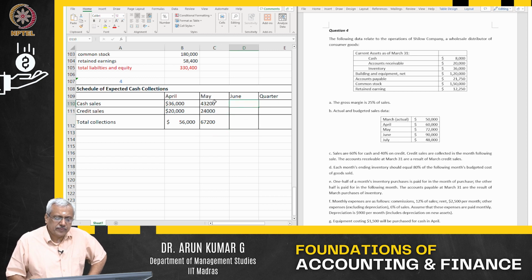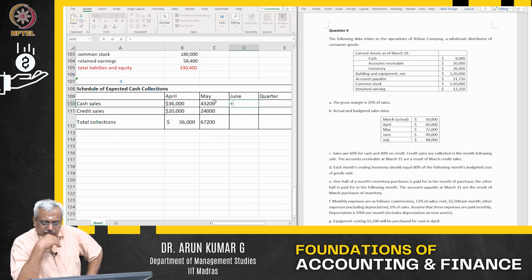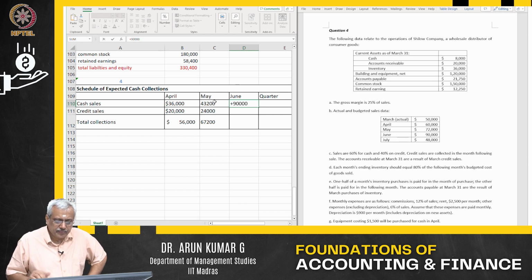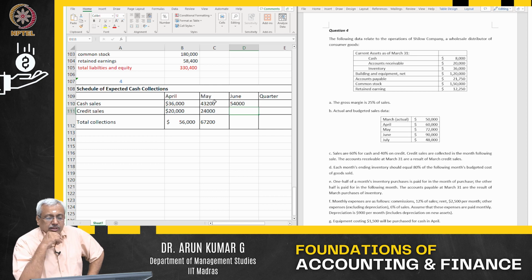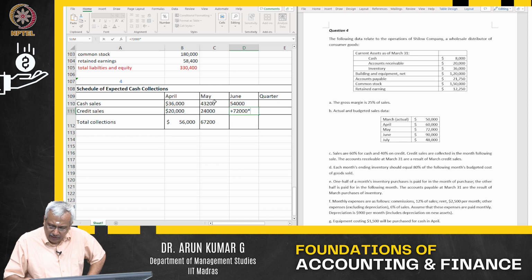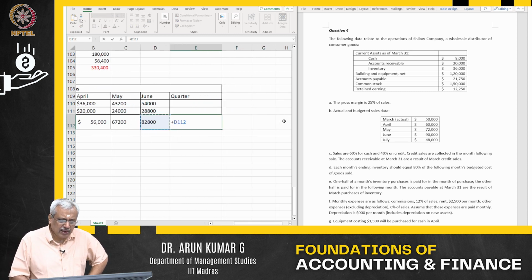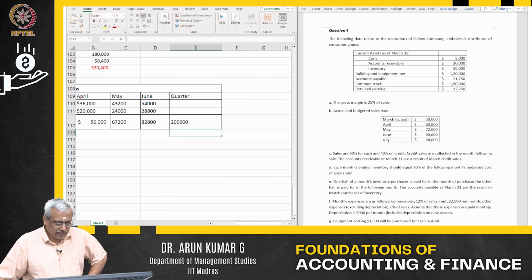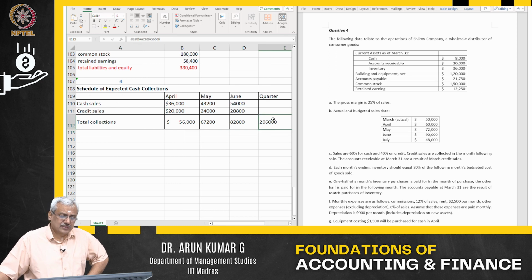Let me move to June. What are the sales of June? Sales of June is about 90,000. 60% of it I will collect in the month of June. 40% of the sale of the month of May is what I am going to collect in June. So, this is the collection I have. My collection at the end of the quarter is 82,800 plus 67,200 plus 56,000. This is the total collection I have as of the quarter.